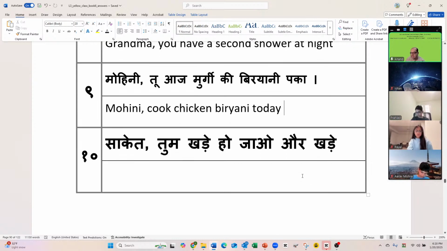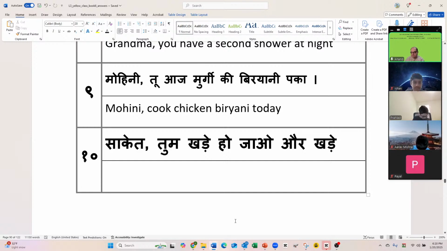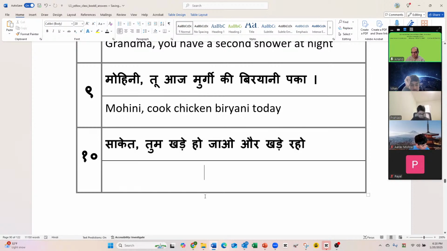Okay, next sentence. Let me have Ishan read it. Okay, I think one word is missing. Now you can see: और खड़े रहो. Okay, साकेत तुम खड़े हो जाओ और खड़े रहो. What does that mean?